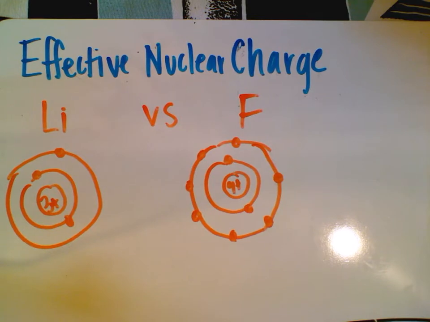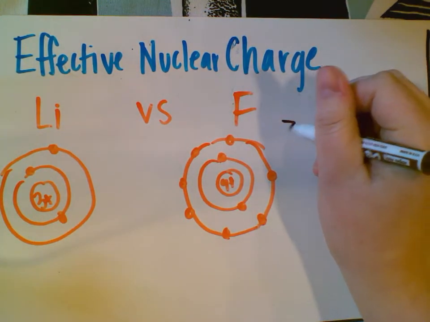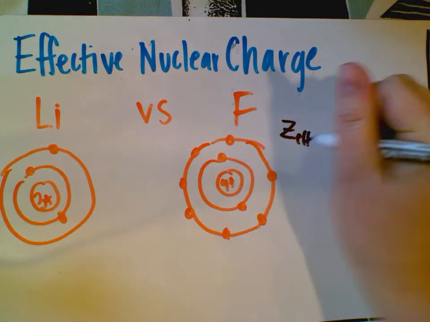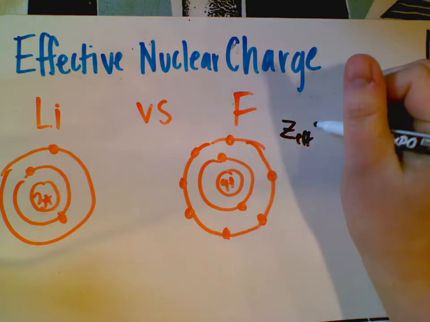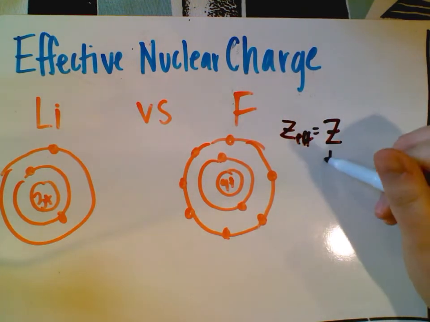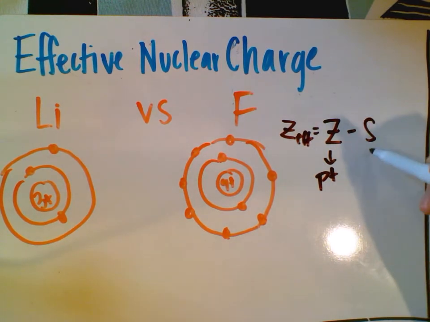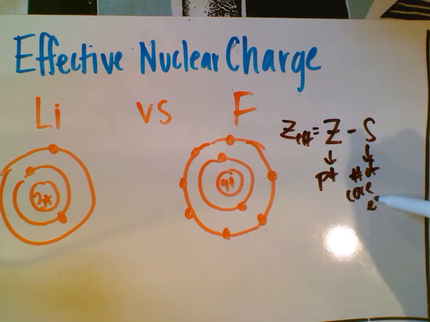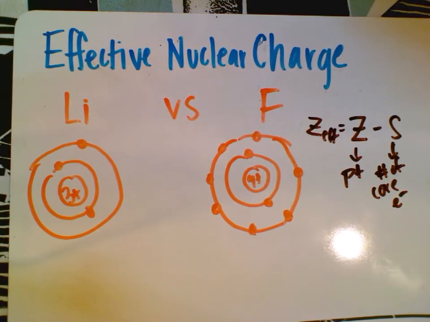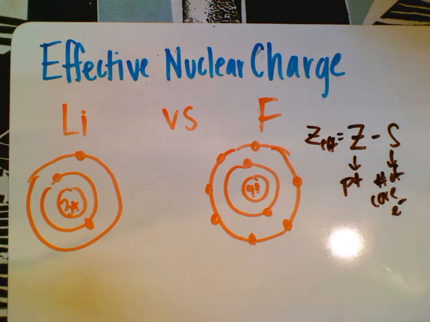Effective nuclear charge is measured by the equation Z effective, as in the charge, is equal to Z, which is my number of protons, minus S, which is my number of core electrons. Now, if you remember, core electrons are the electrons that aren't the valence shell electrons. So I'm going to go over an example between lithium and fluorine, and hopefully this makes a little bit more sense.